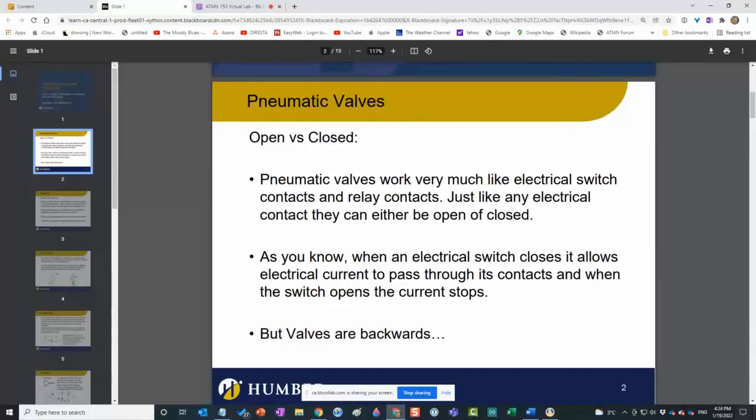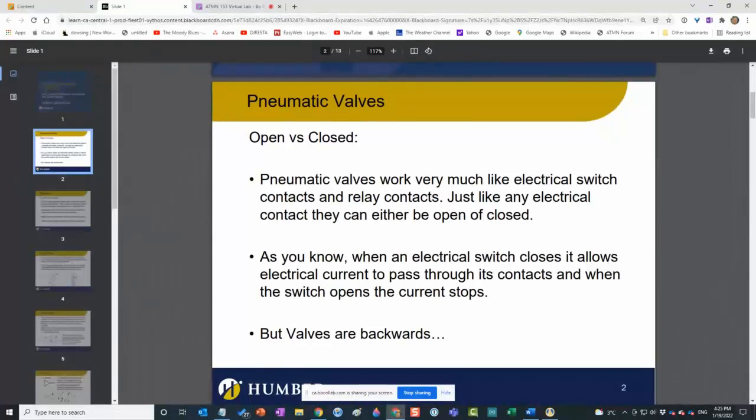As you know, when an electrical switch closes, it allows electrical current to pass through its contacts, and when the switch opens, the current stops.